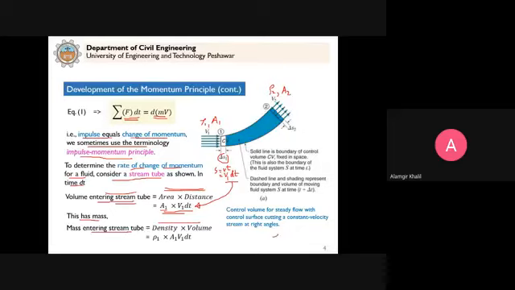So we already know that density is equal to mass divided by volume. So from here, mass is equal to density into volume. The volume we already calculated from here, and multiplied by the density of the fluid at section 1. So that is rho 1.